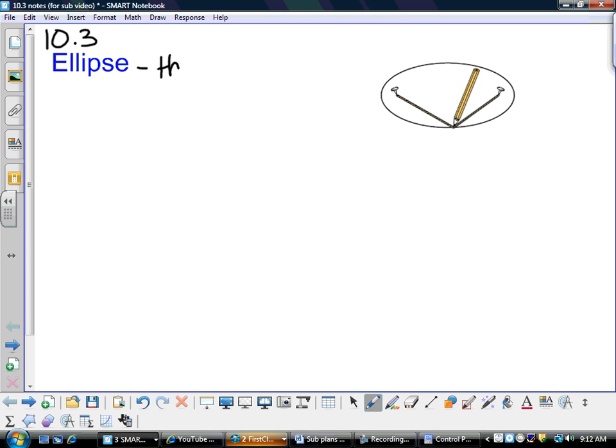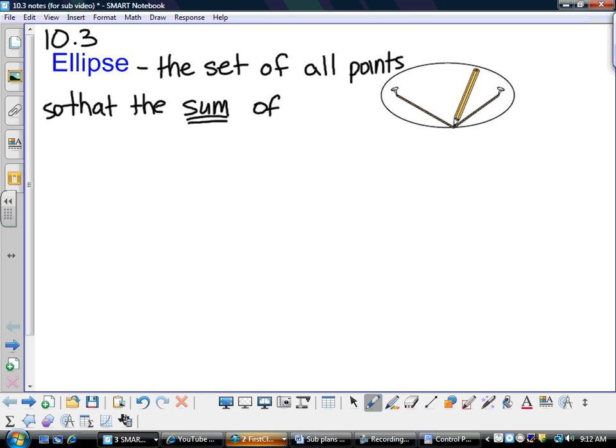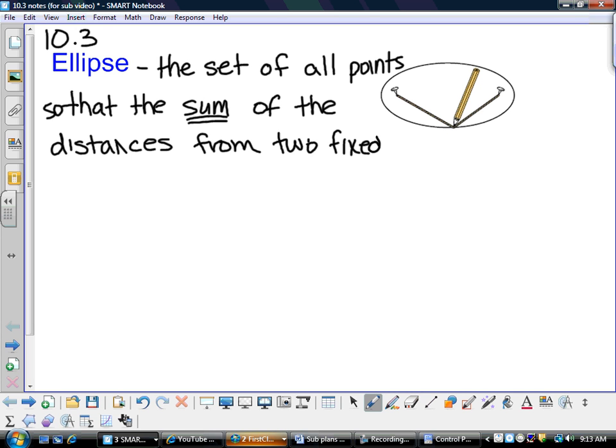An ellipse is the set of all points so that the sum of the distances from two fixed points is a constant number.